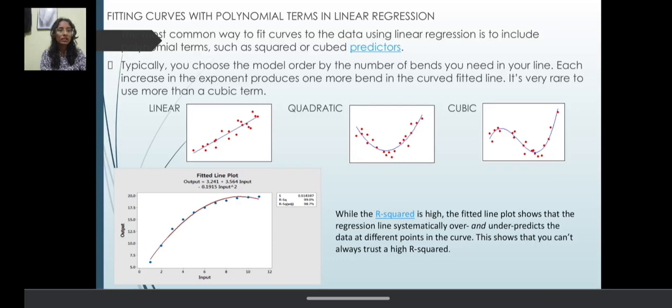While the R squared is high, the fitted line plot shows that the regression line systematically over and under predicts the data at different points in the curve. This shows that you can't always trust a high R squared.